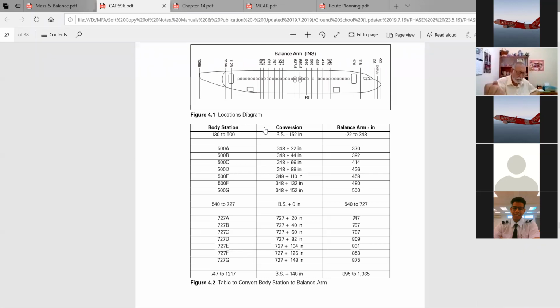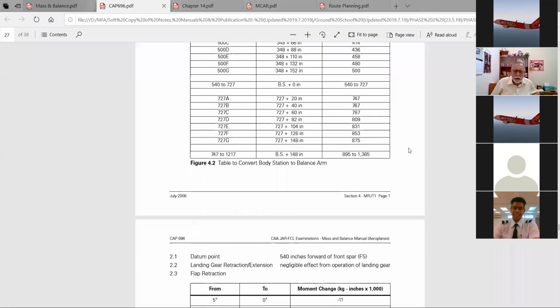Got it, sir. Okay. Now, in your pen drives, look at figure 2.16. That is regarding your stabilizer trimming. Okay, before that, we'll come to this figure. Let me just go up.